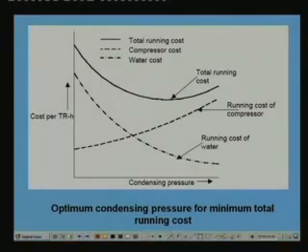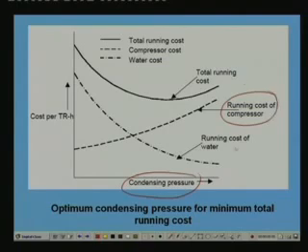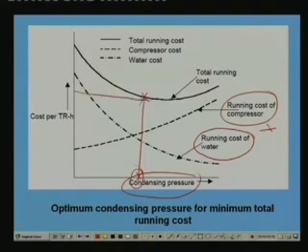This is, for example, I have plotted the cost versus condensing pressure. Okay. So, you find that as the condensing pressure increases, running cost of compressor increases. At the same time, running cost of the water reduces. Since the total cost, which is nothing but running cost of compressor plus running cost of the water, may show a minimum at a particular condenser pressure. Okay. So, this becomes the optimum condenser pressure for this particular plant.